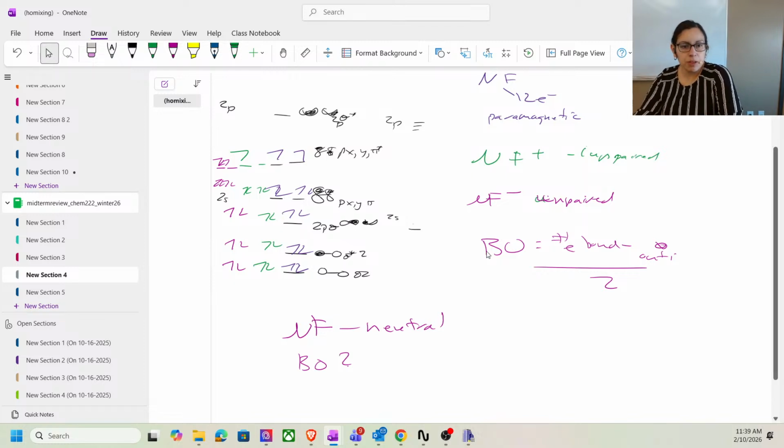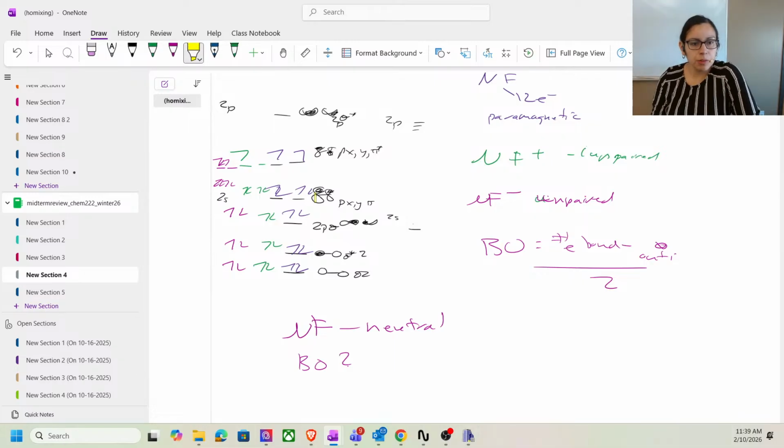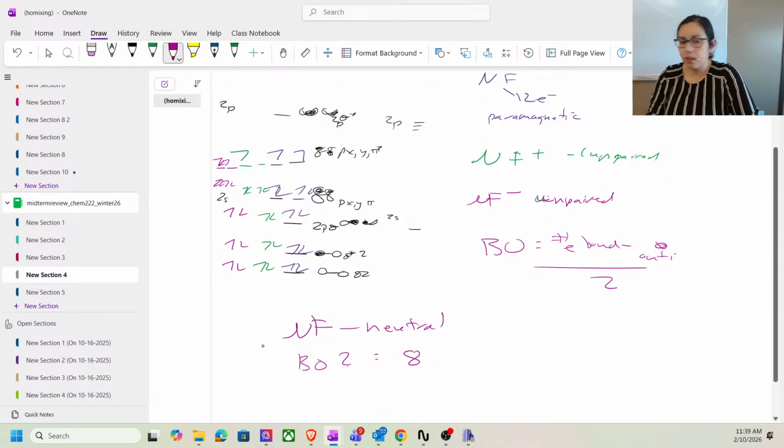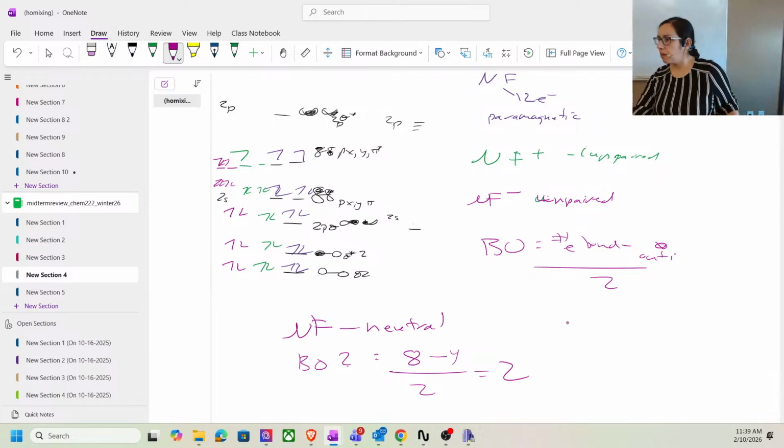All right, so what do we get for our bond order? So count them up, right? 1, 2, 3, 4, 5, 6, 7, 8 in bonding, double check me, minus 1, 2, 3, 4 in antibonding. So we should get a bond order of 2 for NF there.